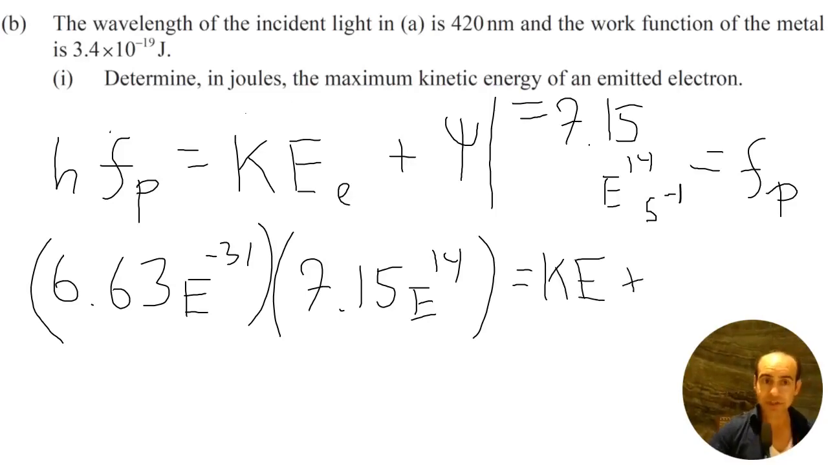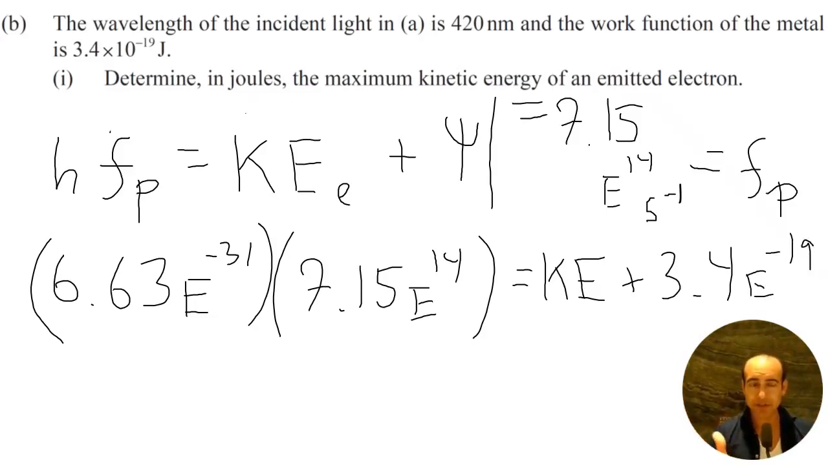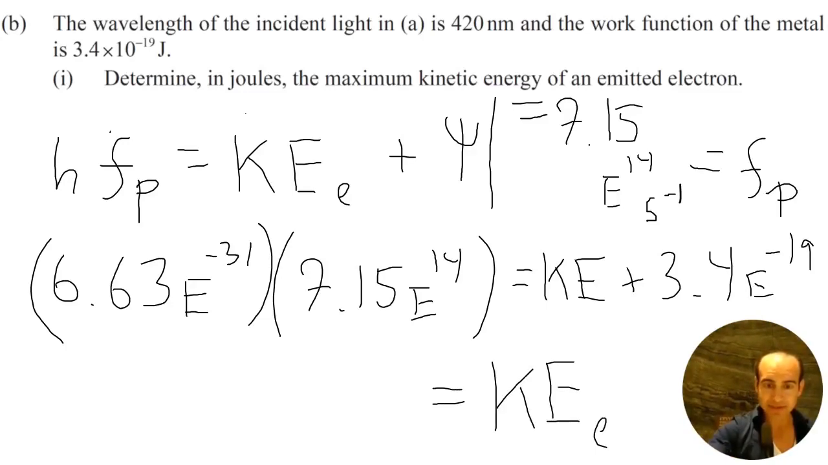plus the work function, which is already given to us in units of joules, so that is 3.4 e to the negative 19. I'm not going to go through the algebra with this. You just multiply out those two terms on the left, and subtract the 3.4 e to the negative 19 from that, and you will finally get the kinetic energy of the electron. Let's write it as 1.3 e to the negative 19, and of course we need the joules.